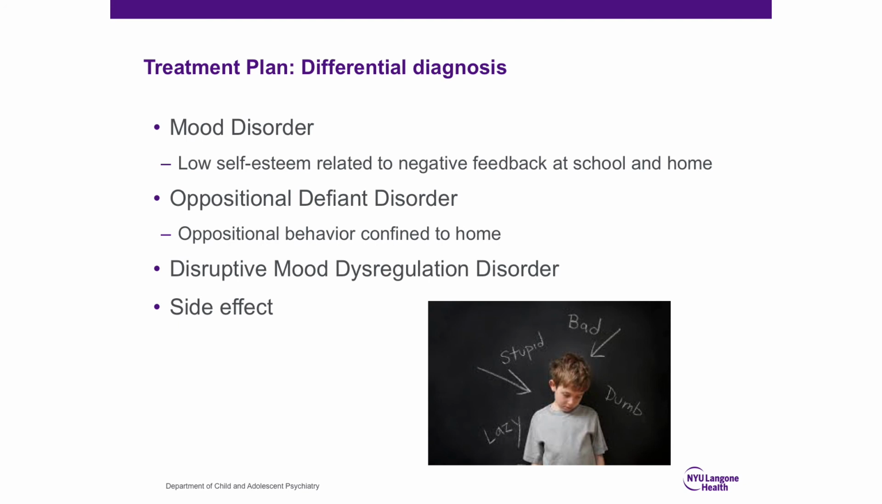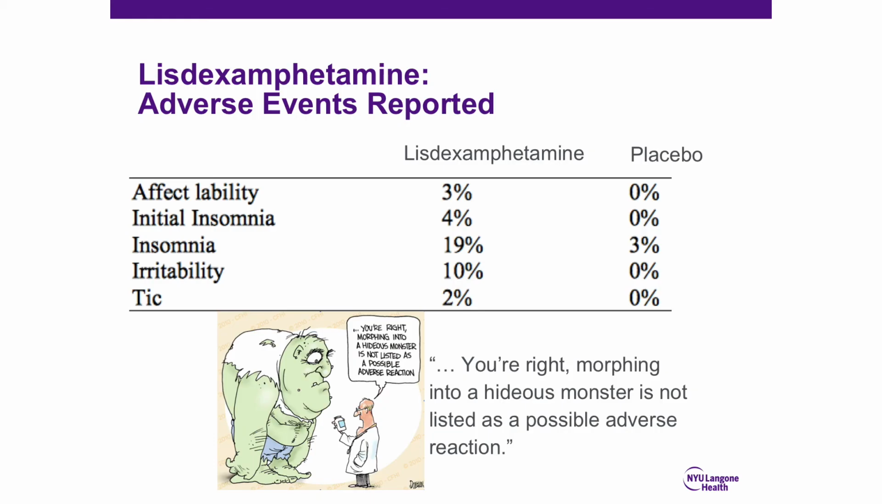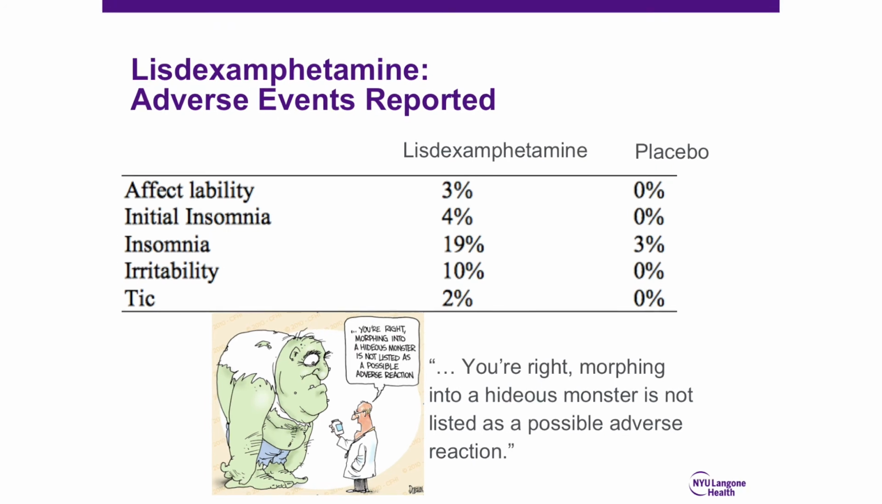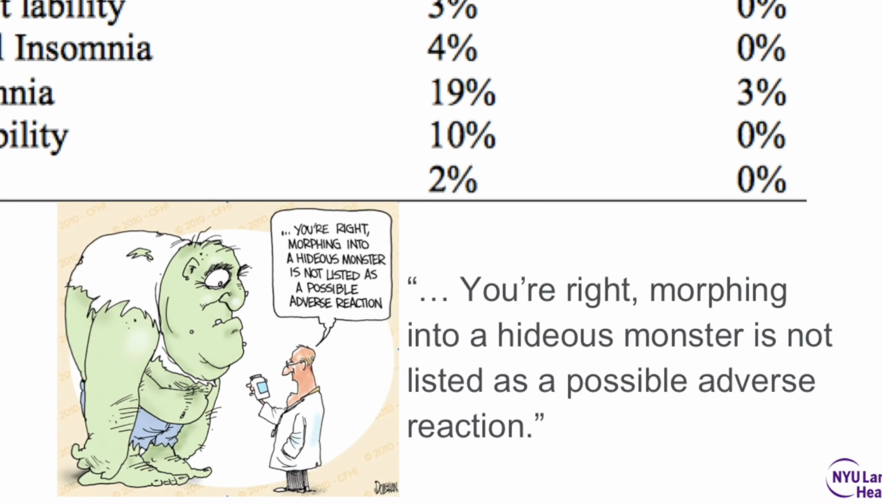He didn't quite meet criteria for oppositional defiant disorder. His oppositional behavior was mostly at home, not so much present with peers or at school. Disruptive mood dysregulation disorder, given this kind of chronic irritability, or a medication side effect. So looking at the adverse effects of lisdexamfetamine in controlled trials, in 3% of youth it was related to affective lability, and in 10% of youth it was related to irritability, compared to 0% of each with placebo. So that's a real possibility. And on the bottom here, it says, you're right, morphing into a hideous monster is not listed as a possible adverse reaction.